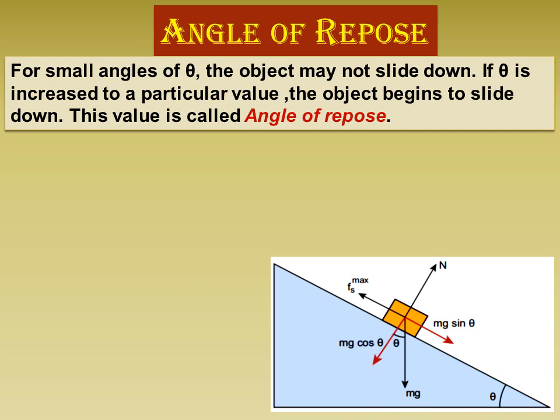Now, for small angles of theta, the object may not slide down. If theta is increased to a particular value, the object begins to slide down. This value is called angle of repose. Remember, if you have this angle greater, then the object will slide down. If the angle is 0 or very small, no sliding happens.